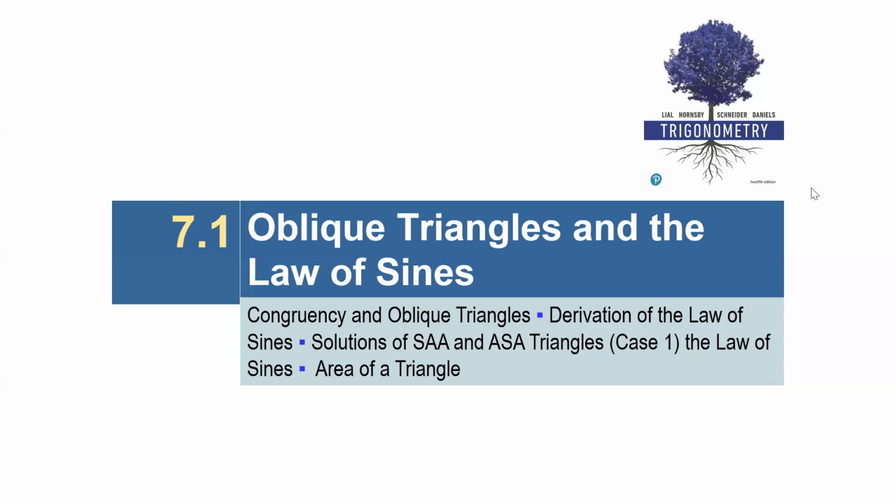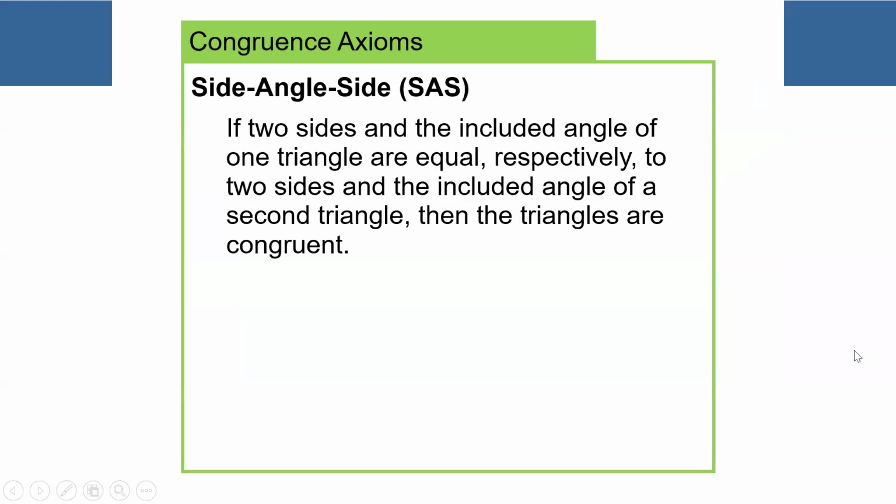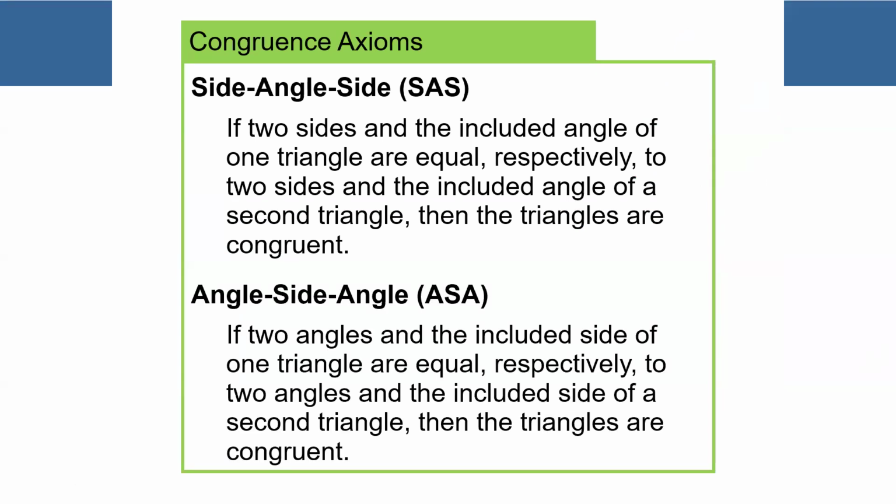All right, so up first, we're going to talk about oblique triangles and the law of sines. The reason why we would use law of sines is because we're not working with right triangles anymore, okay? But we do know some congruency information. So we know that if we're given information of side, angle, side, which is two sides and their connecting angle, we can find information about the triangle.